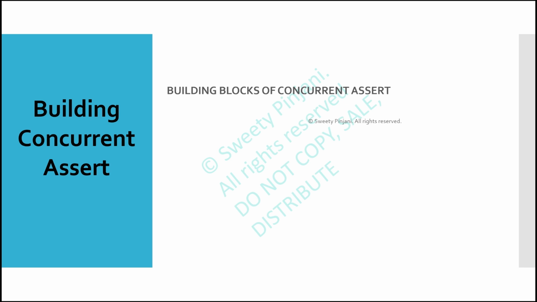Now, how are we going to build the concurrent assertion? The first basic building block of any concurrent assertion is going to be a Boolean expression. And this Boolean expression will consist of signals and operators. For example, say I want to check that at a certain condition A and B both should be high. So my Boolean expression will become A and B, where A and B are signals and 'and' is the operator. This will be the Boolean expression.